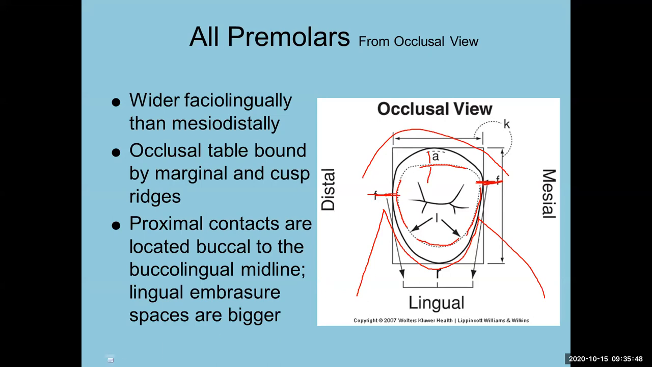So you have a larger embrasure space on the lingual. I want you to think about the clinical aspects of that. If you are having problems reaching something from the facial because your instrument is too big, that face of the blade is too big, you can't get in on the facial, you have more room on the lingual. So you want to try and meet it. If you've got calculus interproximally, you can probably reach it better from the lingual than you can from the facial. Does that make sense?